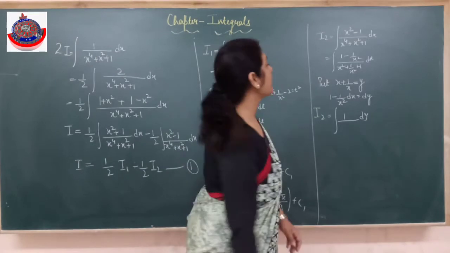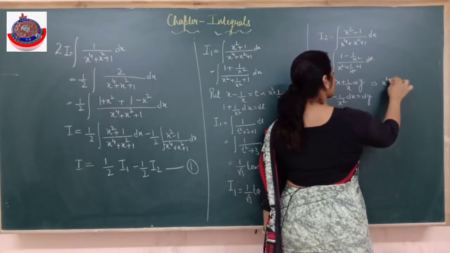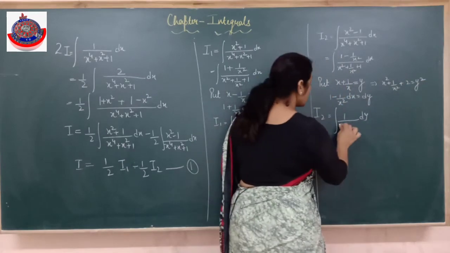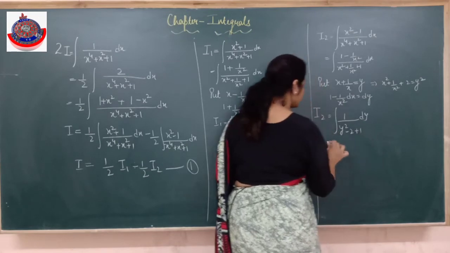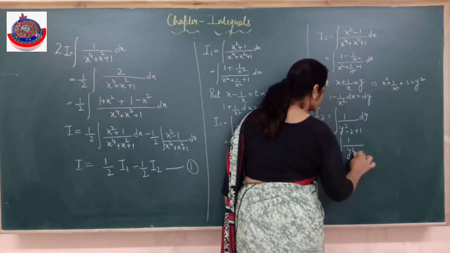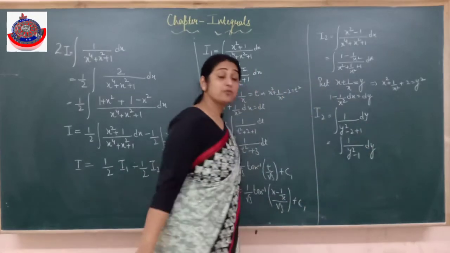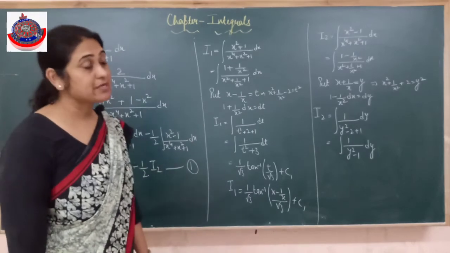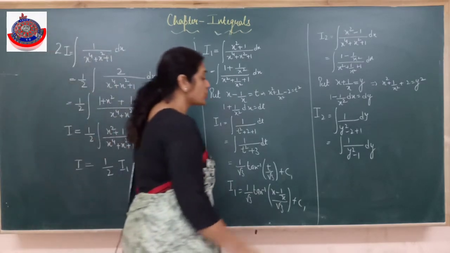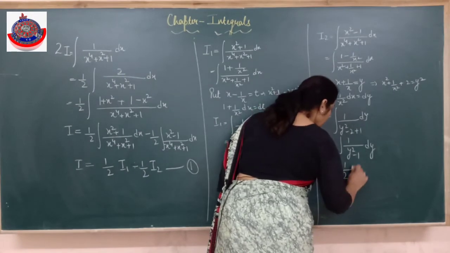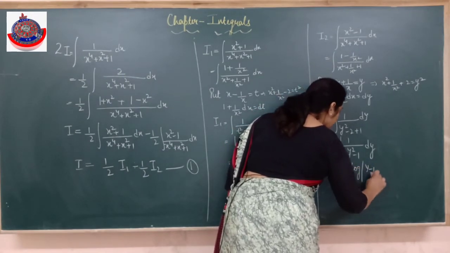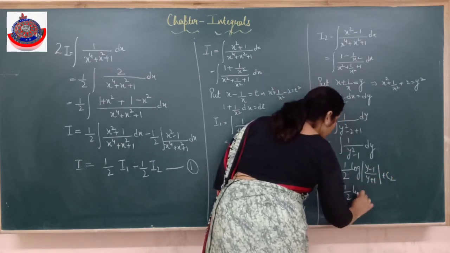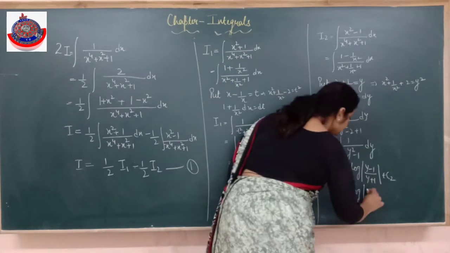And in the denominator, when I square both sides, x square plus 1 by x square plus 2 is equals to y square. So it will be y square minus 2 plus 1. Which form, children, is it? 1 upon y square minus 1. That means 1 upon x square minus a square. What form was it? 1 by 2a log of x minus a upon x plus a, plus c2. Put the value of y back.